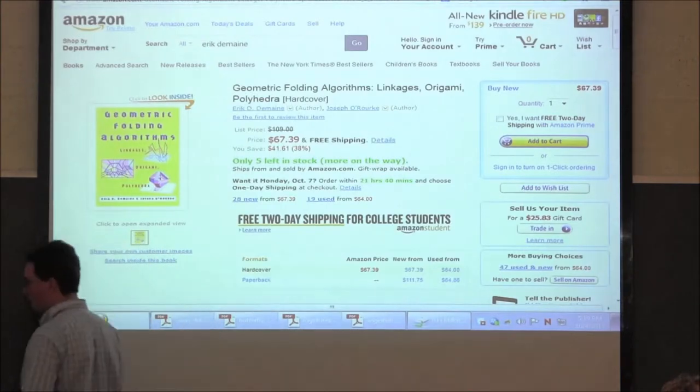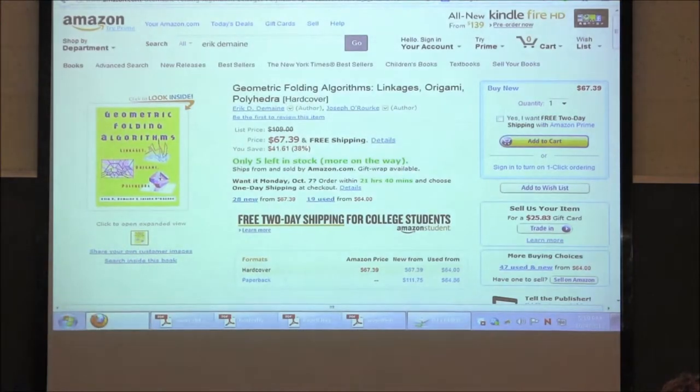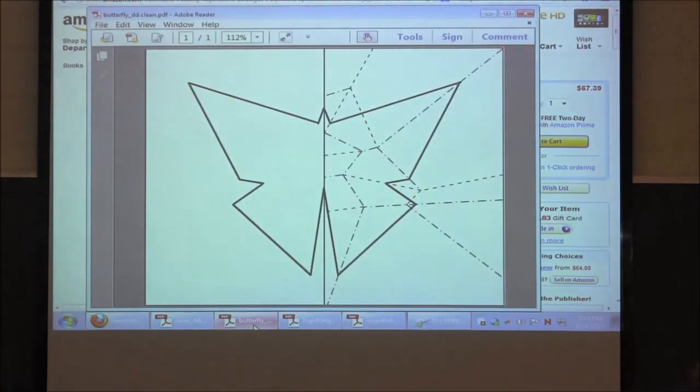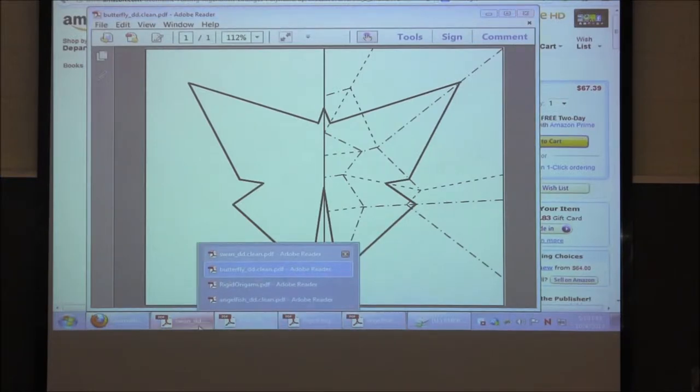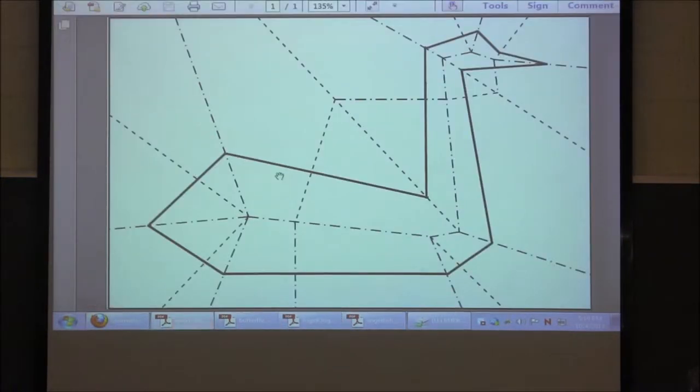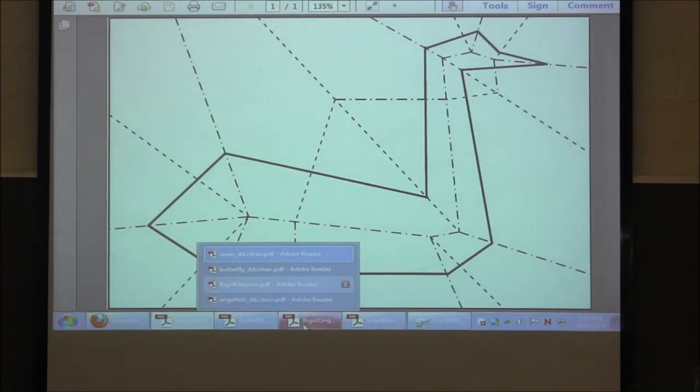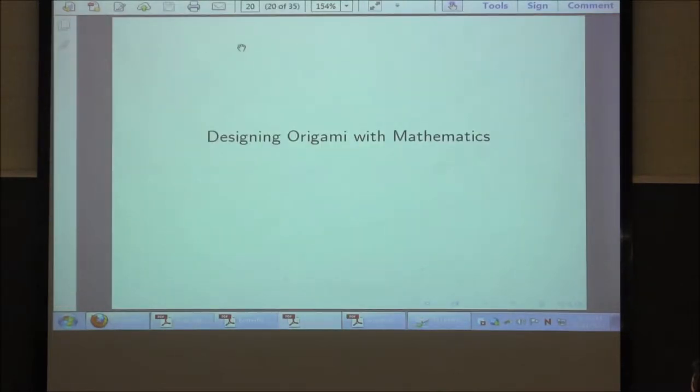He also has many other theorems in origami, but we're not going to go into those right now. The butterfly also has, you can see, a lot of angle bisectors and perpendiculars. The swan, similarly, you got angle bisectors, you got perpendiculars. I got 20 or so copies of each. You can have them. All right, so let's get back to the talk.